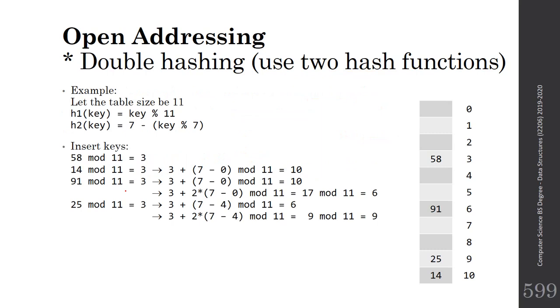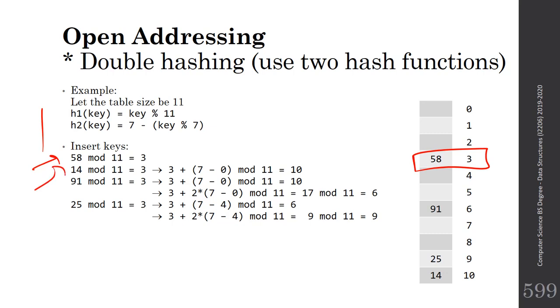So let's take an example. Those are the two hashing functions, and they are different. The first one is key modulo 11, and the second one is 7 minus key modulo 7. So we'll start with 58. 58 modulo 11 is equal to 3, and 3 is empty. I would place it in 3.